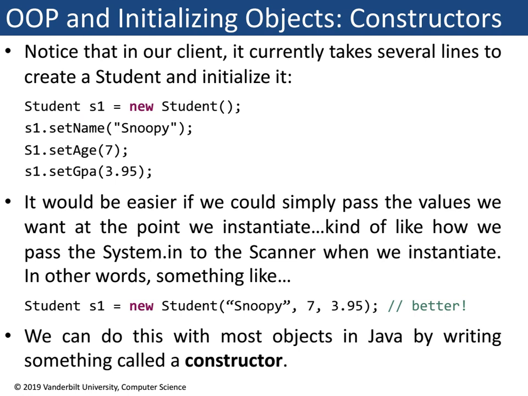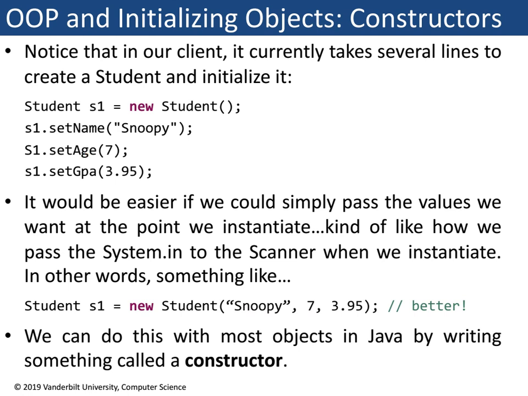This is how we did it with Scanner, if you remember. To create a Scanner that looked at System.in, so a console scanner, we would just say Scanner, open parentheses, and then pass System.in as the parameter to the constructor when we instantiated it. So it would be better if we could do something like that with our Student class, where we have Student s1 equals new Student with these parameters. And this would automatically fill the name, age, and GPA.